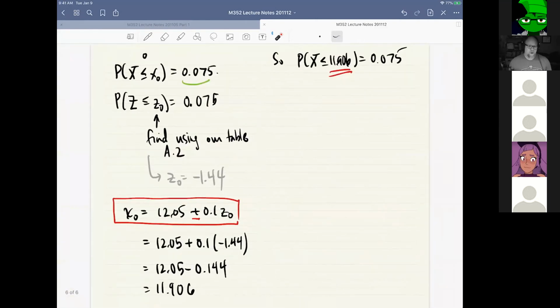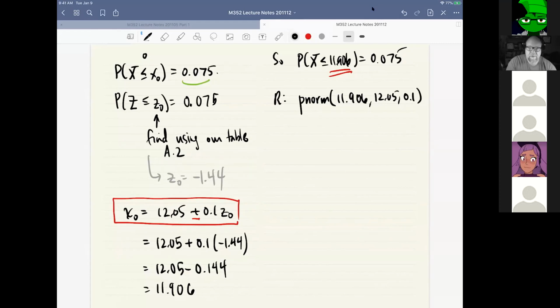So how do you do this with R? Okay, that's what you're really asking. How do we do this with R? Well, one of the things we can do with R is check our number here. What's the probability that a normal distribution gives us a result that's less than or equal to 11.906 if we know that the mean is 12.05 and the standard deviation is 0.1? All right, so let's see if R gives us the right answer.